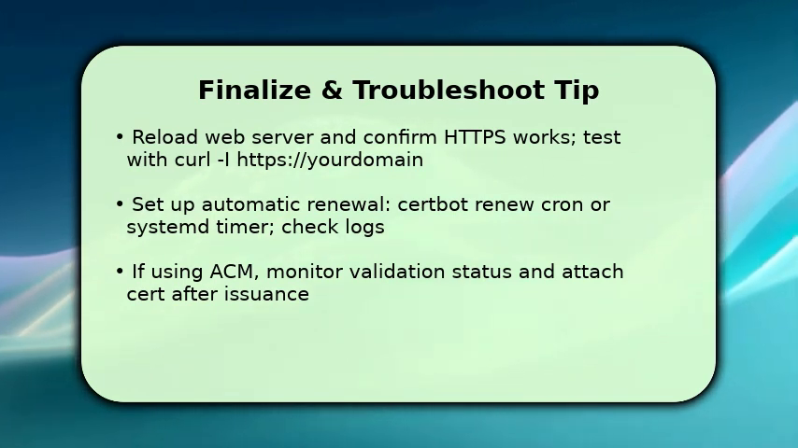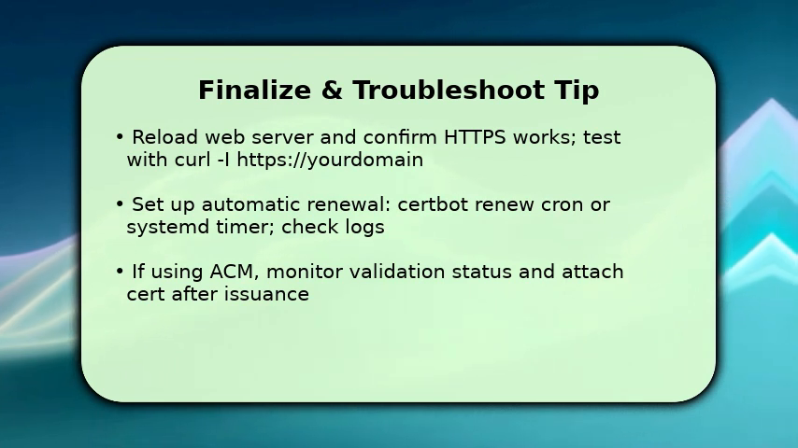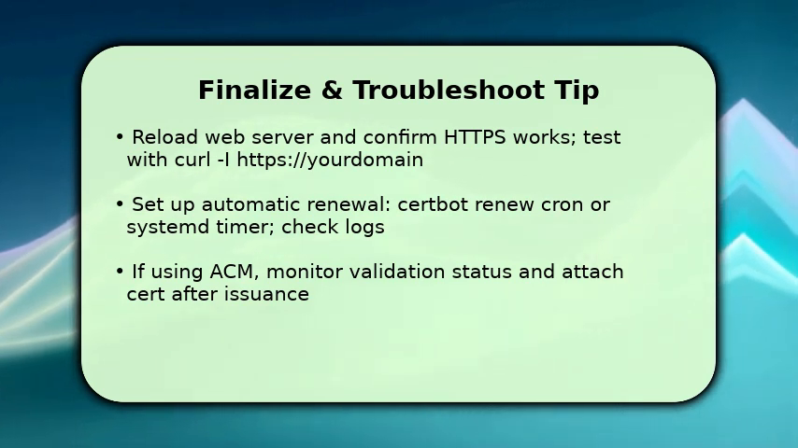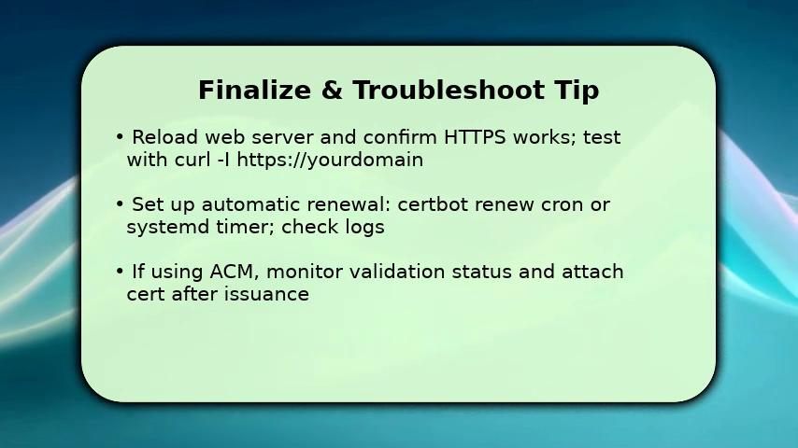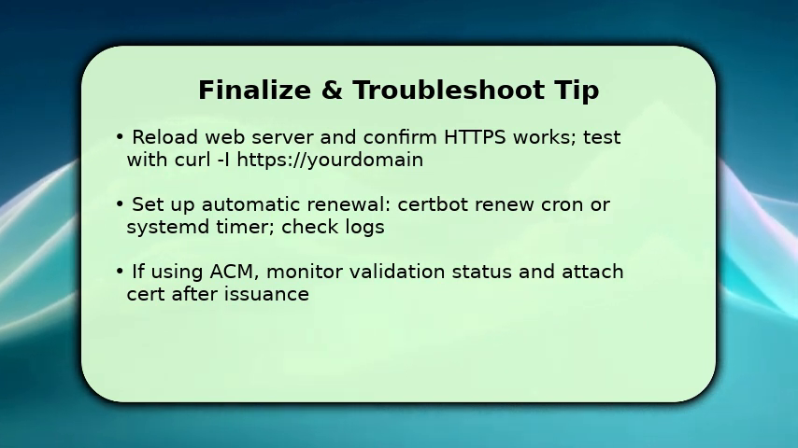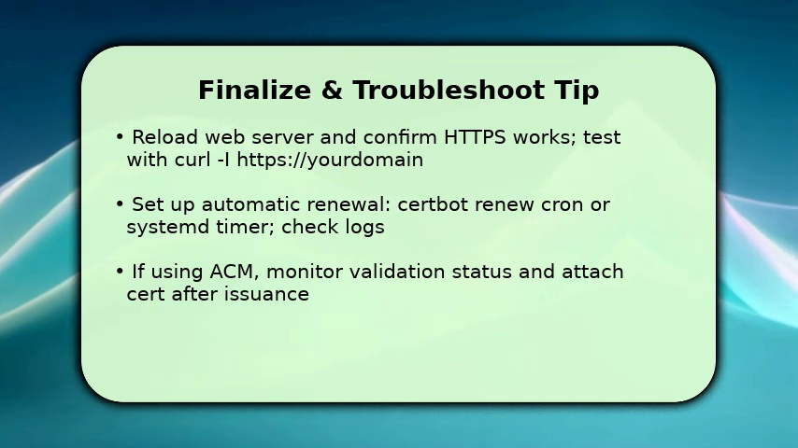You finish by reloading or restarting your web server and verifying HTTPS responses and correct certificate chain. Make sure your server sends intermediate certificates. Use tools or curl to inspect the chain. Enable automatic renewal, certbot renew via cron or systemd timer, and test renewal with certbot renew --dry-run.